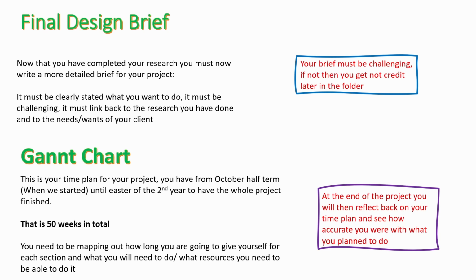Okay. And then the last part is your Gantt chart, which is your time plan. So if you've never done a time plan or a Gantt chart before, in Excel, if you start typing in Gantt chart, they've got loads of templates in there that you can use. So you will have from October half term, which is when we started the actual research itself, until Easter of the second year for the whole thing to be finished. That's 50 weeks. Okay. So you need to be mapping out that entire 50 weeks.